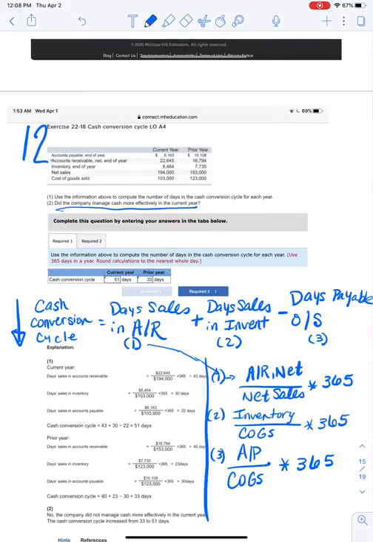So we want to make sure that we're actually managing this within a certain range. And you say, well, what range is acceptable? And the answer is truly, it just depends.